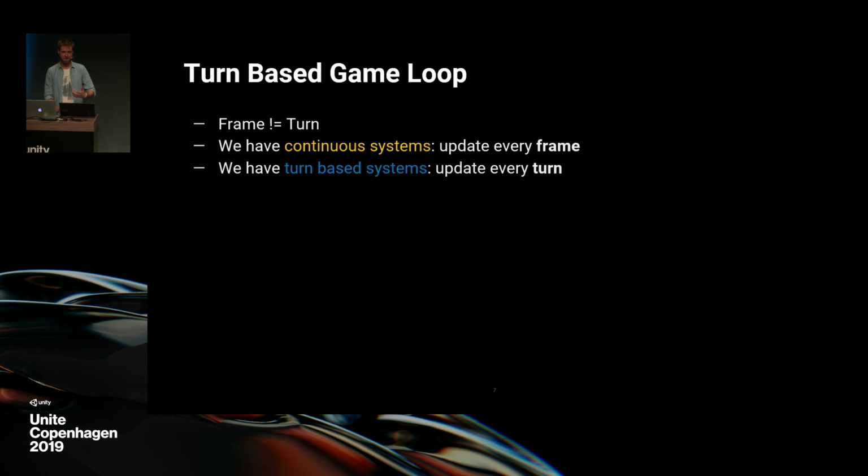But we also have the second kind of gameplay system that is turn-based, for example, enemies making a move or the game world changing itself. And for those systems, we have a difference between what is a frame in our update loop and what is a turn in our gameplay logic.